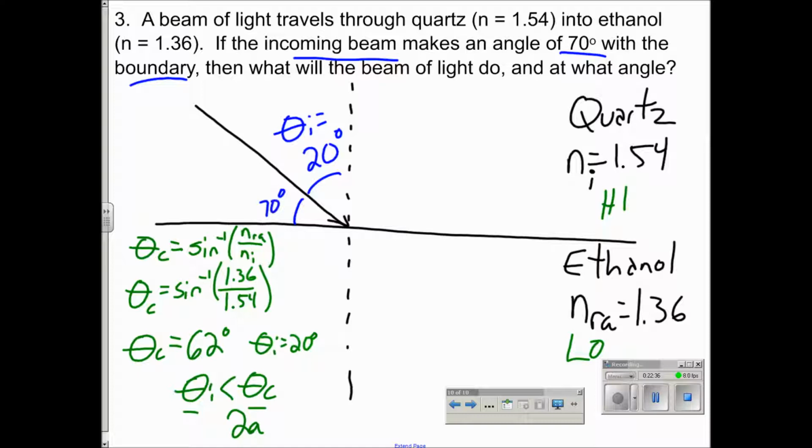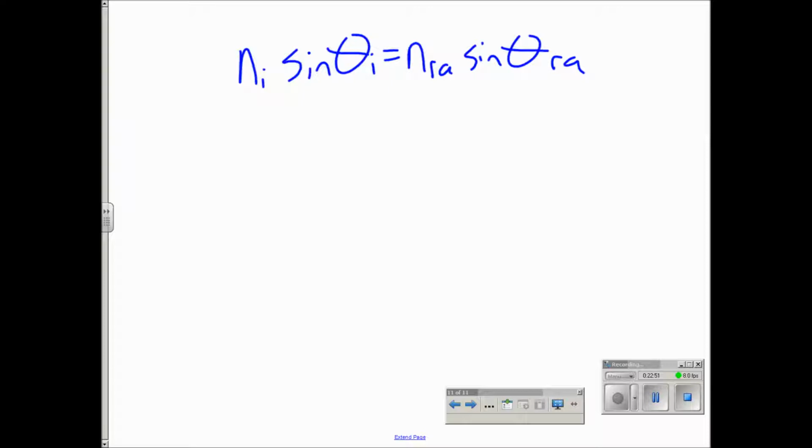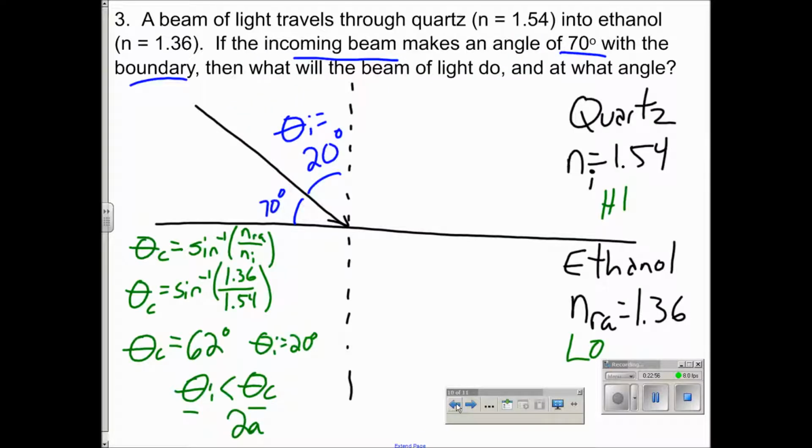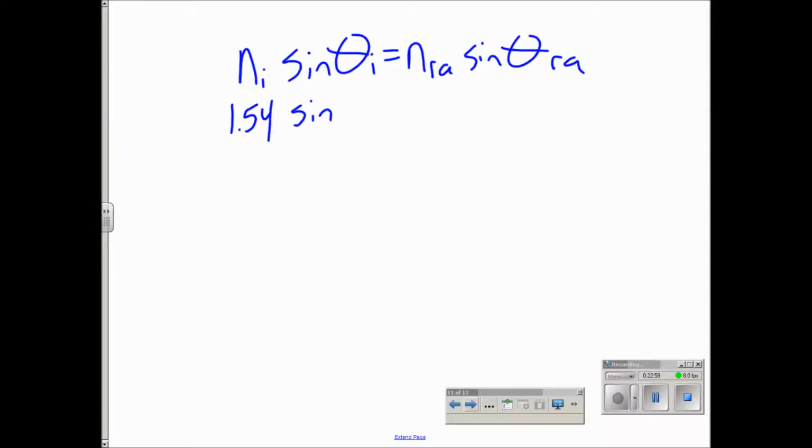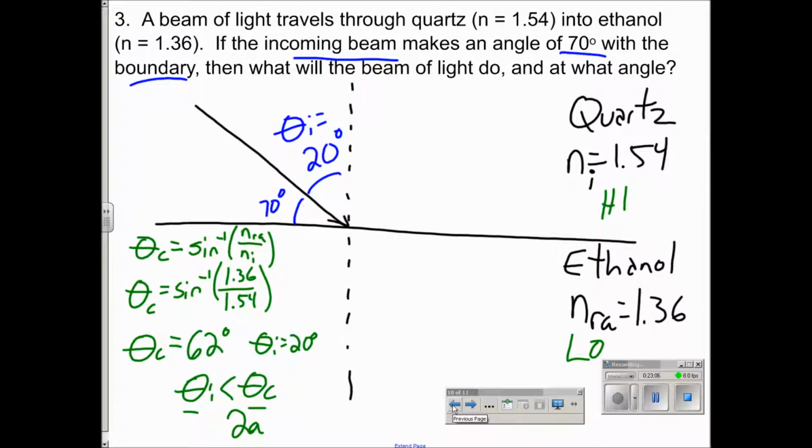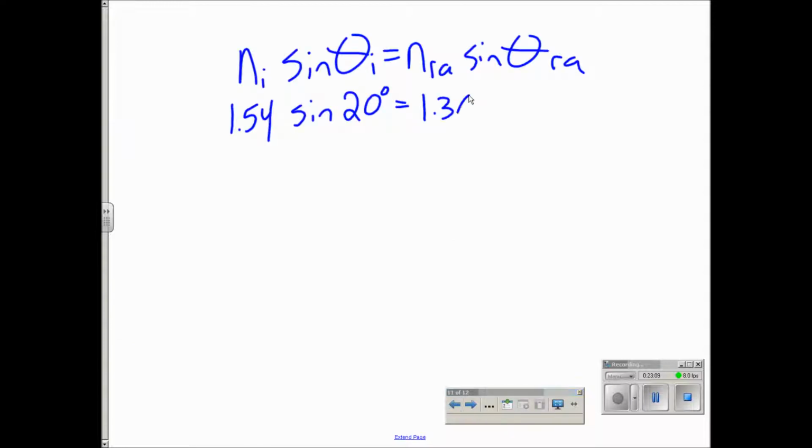So we're going to use Snell's law now. I'm going to jump ahead a page. Here's Snell's law: Ni sine theta I equals NRA sine theta RA, and I'm going to plug in my numbers. My Ni was the quartz. I think that was 1.54. Is that right? Yes. Times the sine of my incident angle, which was only 20 degrees, equals 1.36, yes, for ethanol, times the sine of theta RA, and solve this.